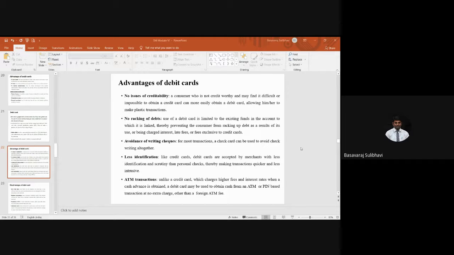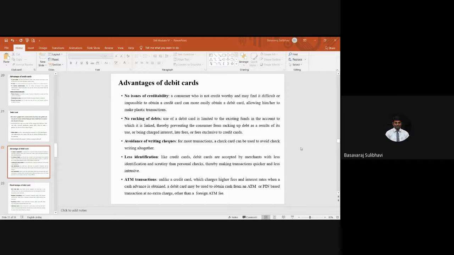Thereby you can find protection from this type of racking up of debt, which would result from use or borrowing, charging interest or late fees or fees exclusive to debit cards. Whatever fees are paid for credit cards for late payment, or the interest charged on the money taken by the credit card holder, that won't happen with a debit card, because it is limited. Some amount will be deducted for handling this debit card.